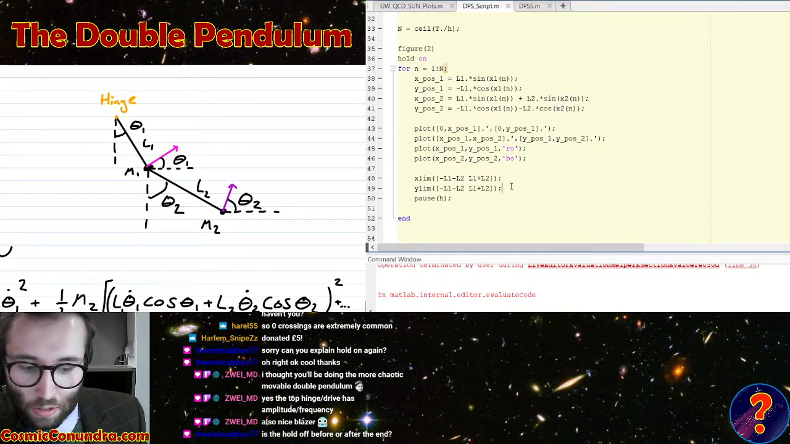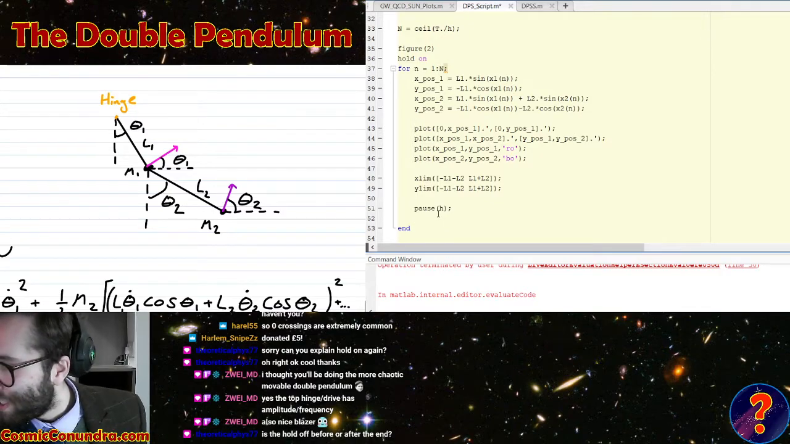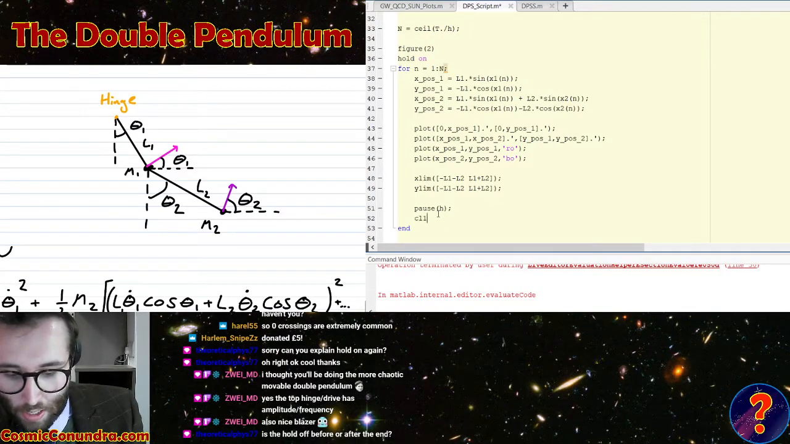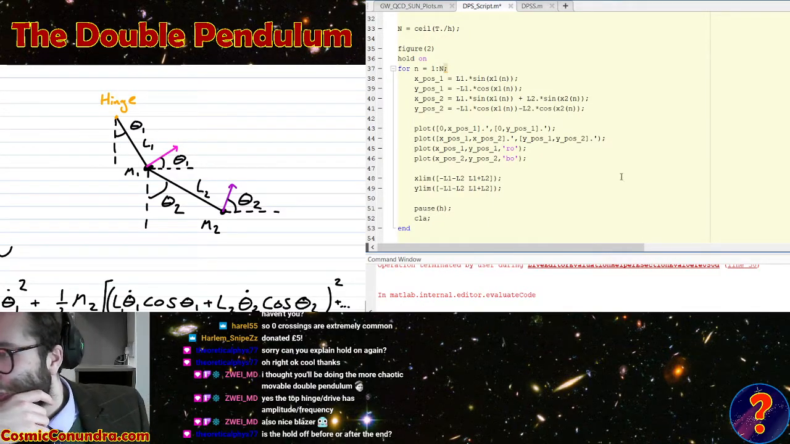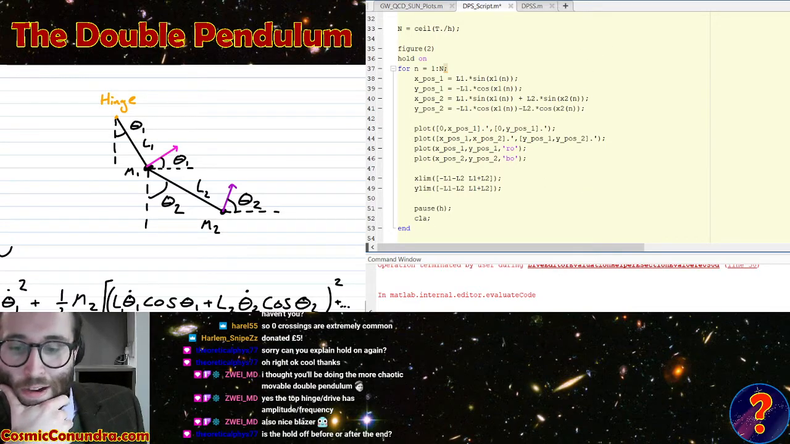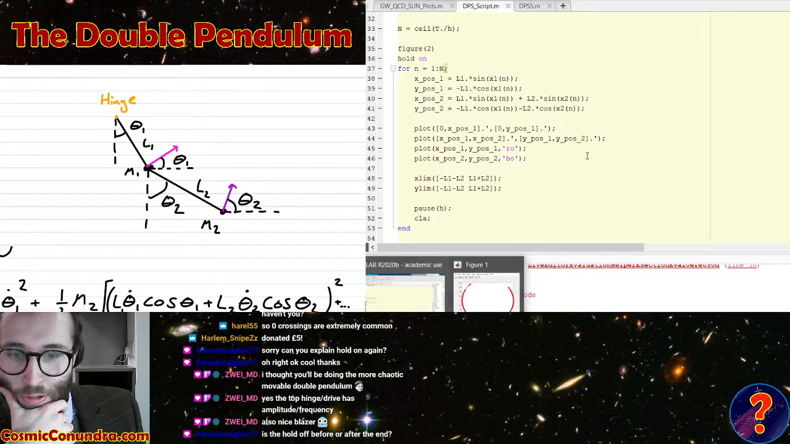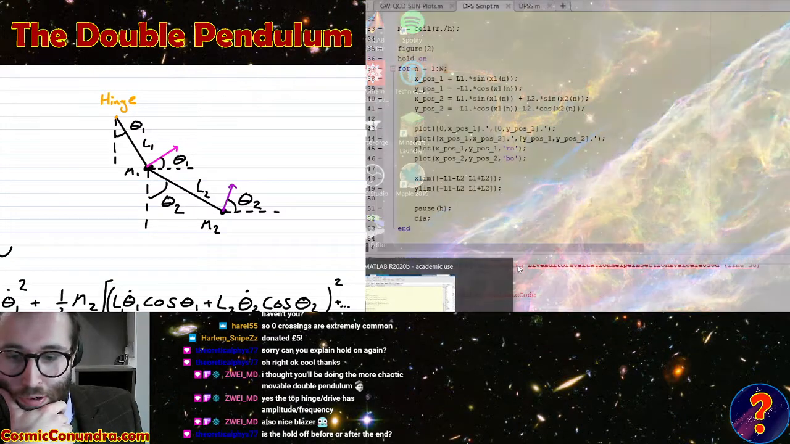What I want to do is at the end of every single run, I want to clear all of the previous stuff on the plot using this function. Okay, so now, oh, it's not even stopped yet. Go away. You go away too. What are you doing?